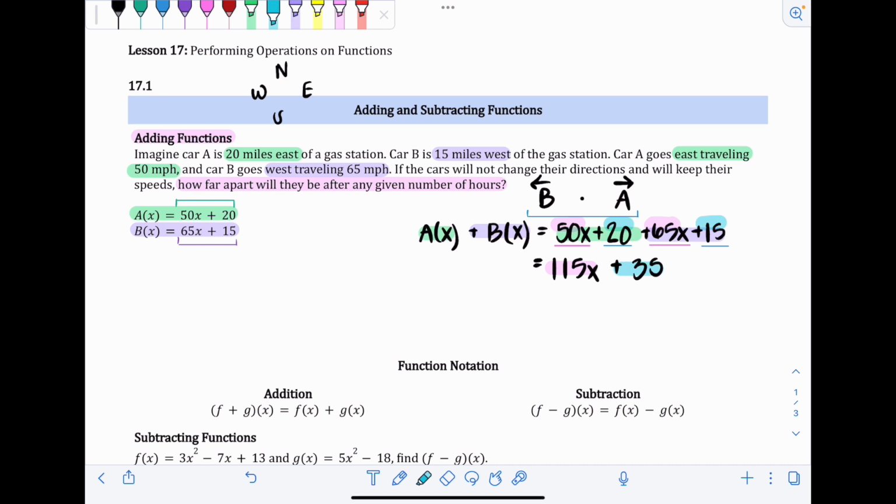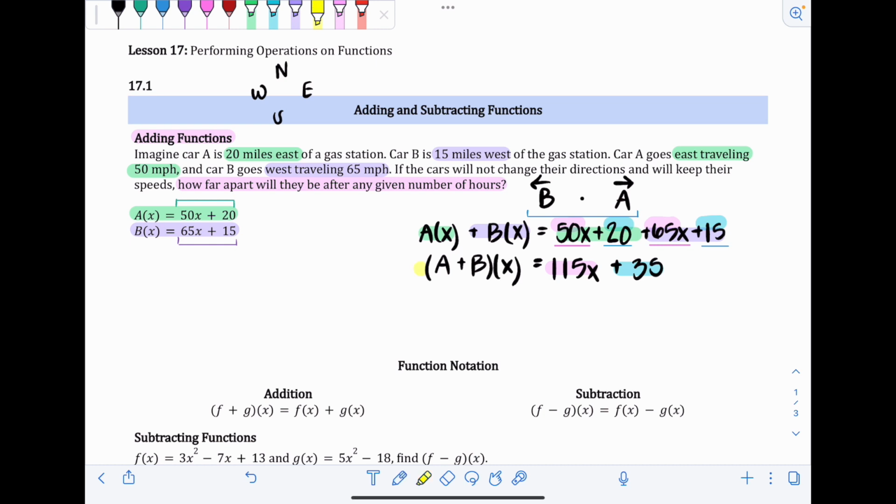And then we originally wrote the sum of our two functions as a of x plus b of x, like two separate ones. But there is a more condensed way of writing it, slightly more condensed. And that would be to combine them all into one function notation. And that would look like this: a plus b of x.